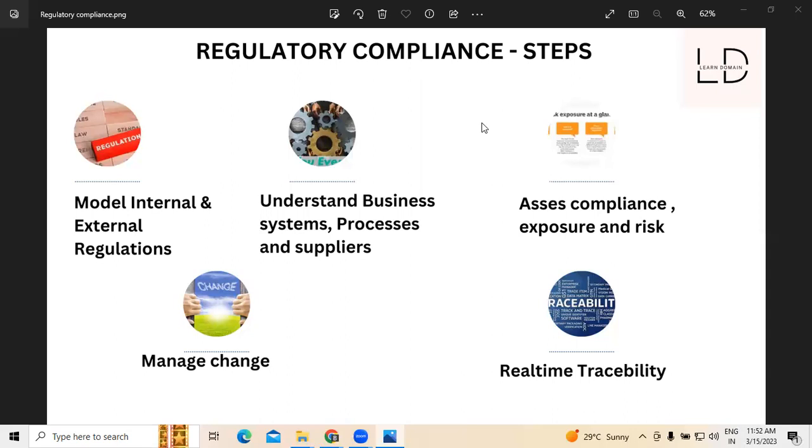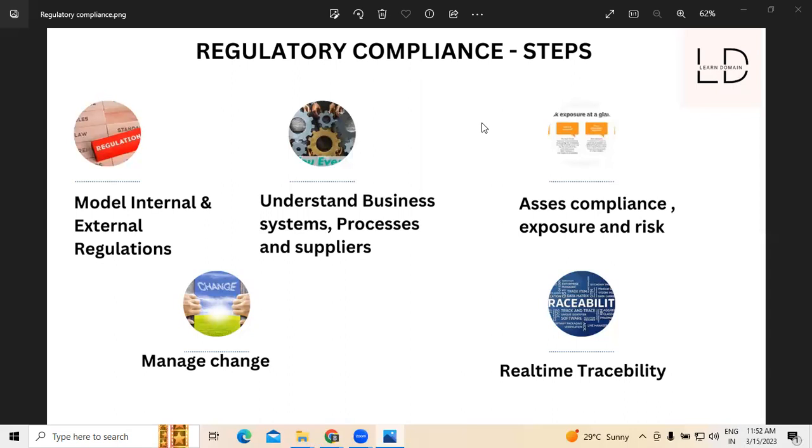The first thing is to model internal as well as external regulations. Next, followed by this, understanding business systems, processes, and suppliers. Next, assessing the requirements as well as the compliance exposure and risk. Managing change, followed by real-time traceability.